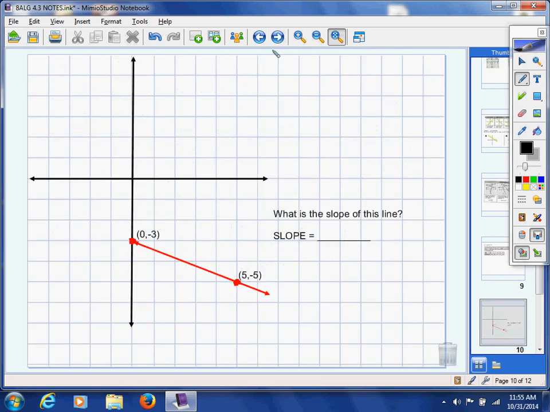Okay, now just to do a quick review, if you'll flip back in your packet to the try it on your own, here's one for you. Try rise over run on this page and see what you can do with it. Good luck.